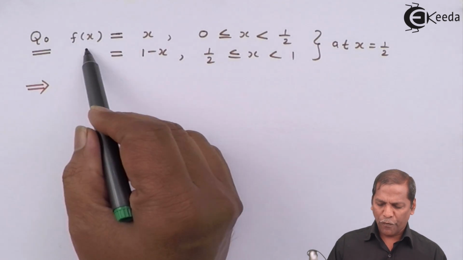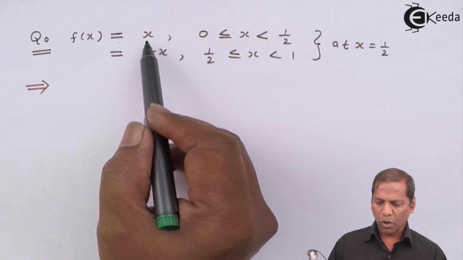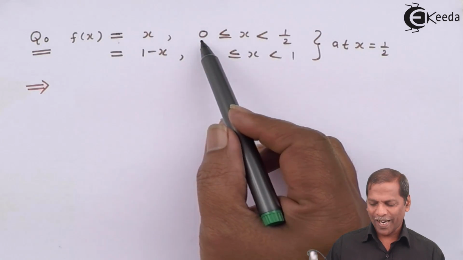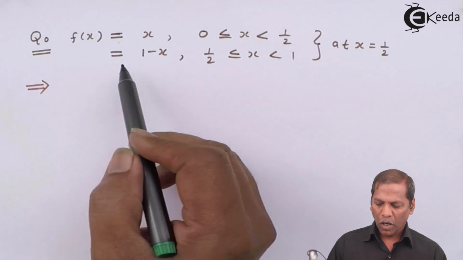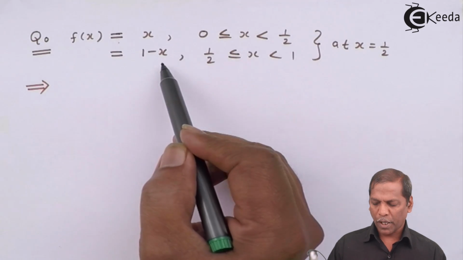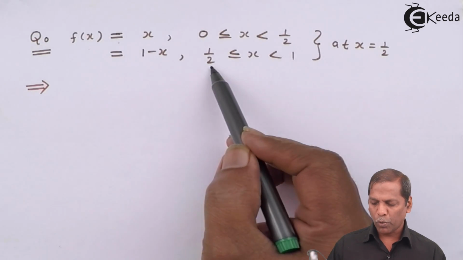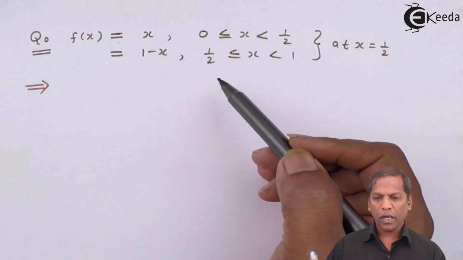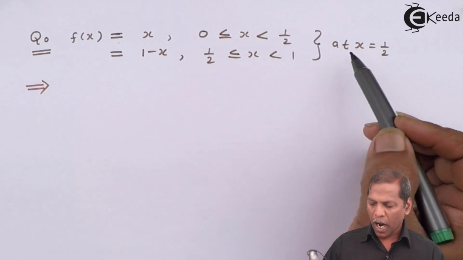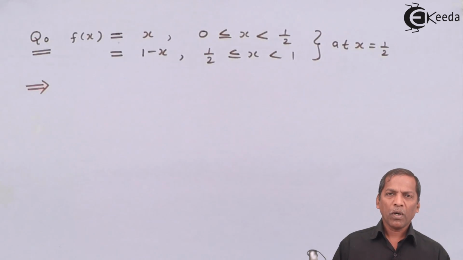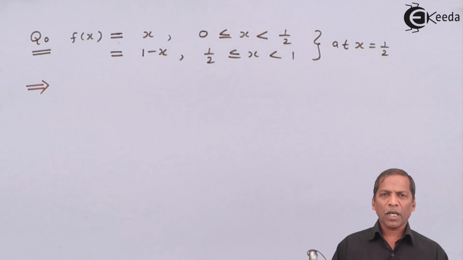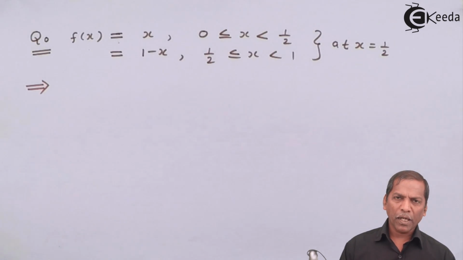The question is f of x is equal to x, for 0 less than or equal to x less than 1 by 2, is equal to 1 minus x, for 1 by 2 less than or equal to x less than 1, at x equal to 1 by 2. So in this problem, we have to discuss whether the given function is continuous or not at the indicated point. Now let's see the solution.